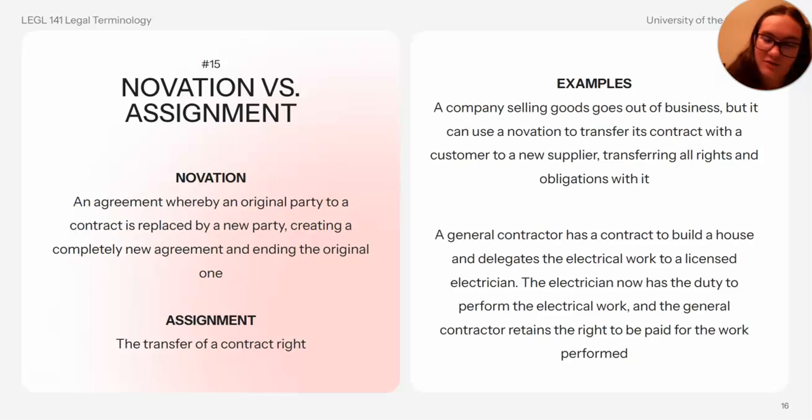A novation is an agreement whereby an original party to a contract is replaced by a new party, creating a completely new agreement and ending the original one. An example would be a company selling goods goes out of business, but it can use a novation to transfer its contract with a customer to a new supplier, transferring all the rights and obligations with it. An assignment is the transfer of a contract right. For example, a general contractor has a contract to build a house and delegates the electrical work to a licensed electrician. The electrician now has the duty to perform the electrical work, and the general contractor retains the right to be paid for the work performed.